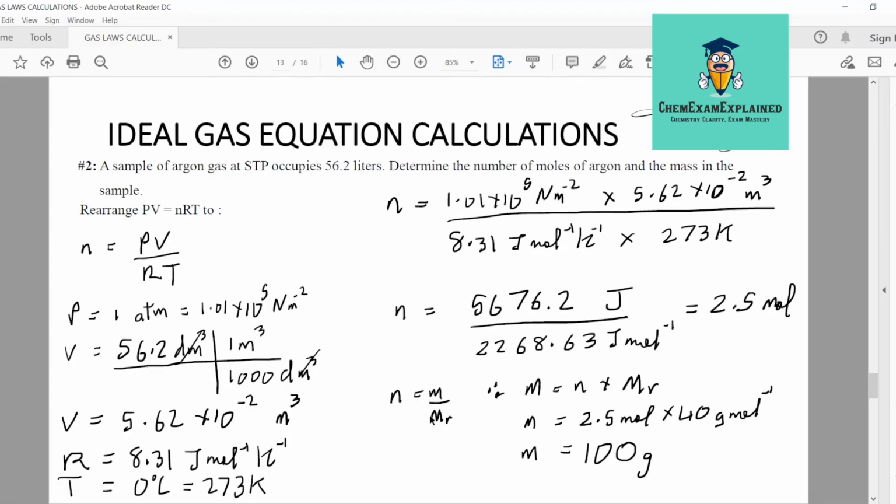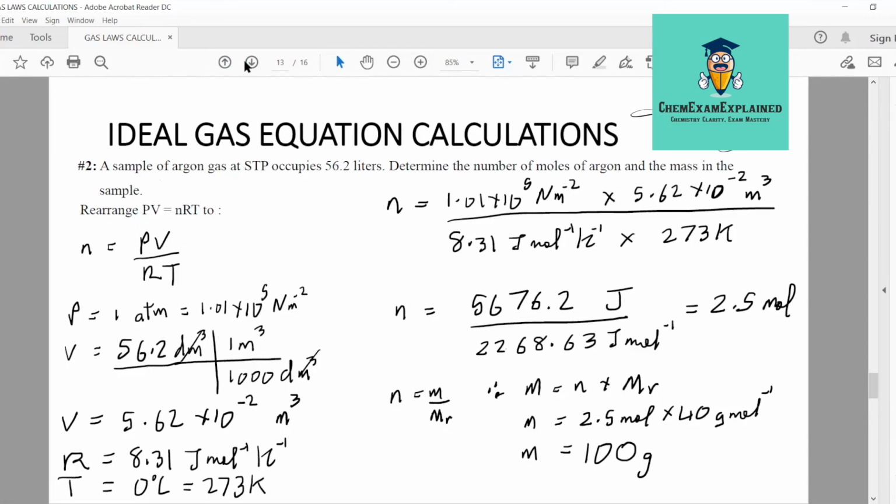I can now find the mass because I know the molar mass of the sample. And the sample is argon. So the molar mass of argon is 40 gram per mole. And so mass is equal to moles times molar mass, which is equal to 100 grams. This is using my R as 8.31 joules per mole per Kelvin.